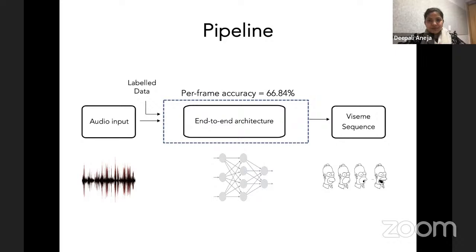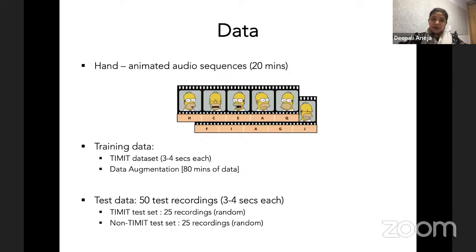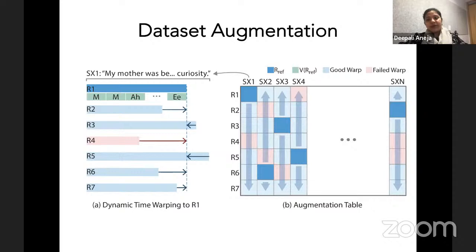The accuracy we achieved was around 66% in training this end-to-end model. The data we collected was almost 20 minutes of hand-annotated data. And we used some of the TIMIT data set to generate and augment data. We augmented this data around 4 to 5 times. Here are the details of augmenting data. We used dynamic time warping to align other recordings of the same sentence spoken in the reference sentence as the TIMIT data. And then we just mapped the labels to other sentences.